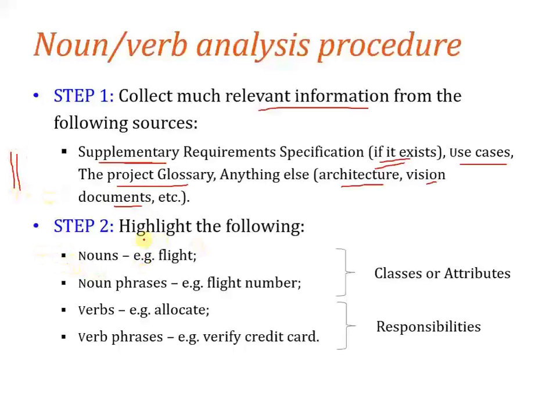Now in step 2, we need to highlight the following. All these sources will be in the form of English grammar, in a natural language. From that, we are going to highlight the nouns and noun phrases. Examples of nouns are flight, customer, etc. Examples of noun phrases are flight number, customer identification, etc. These nouns and noun phrases will be classified as classes or attributes.